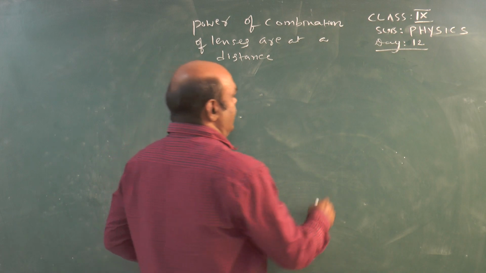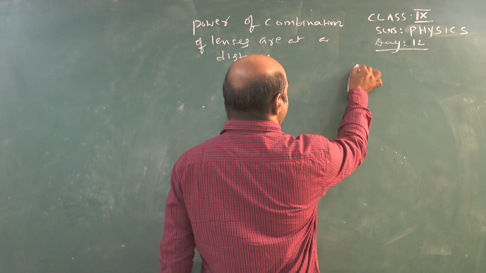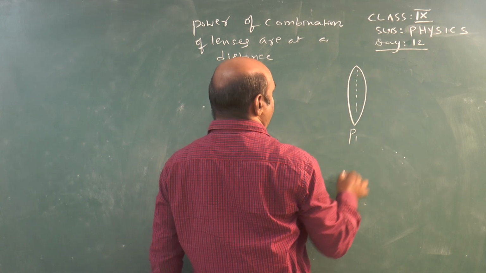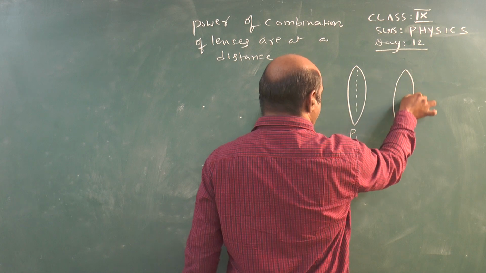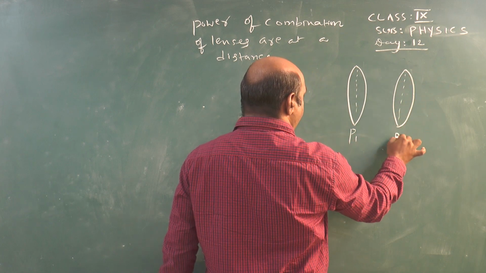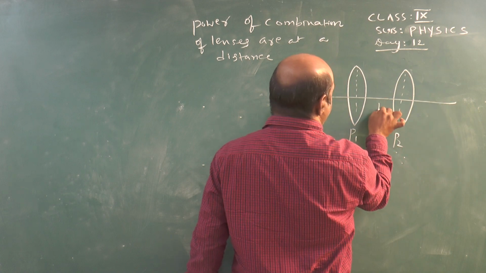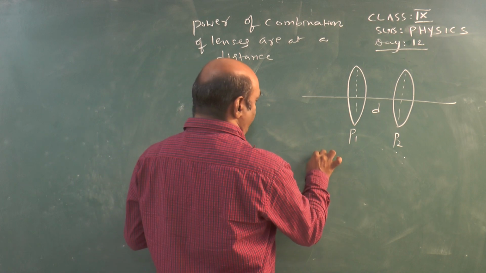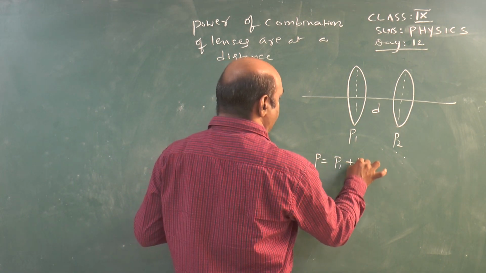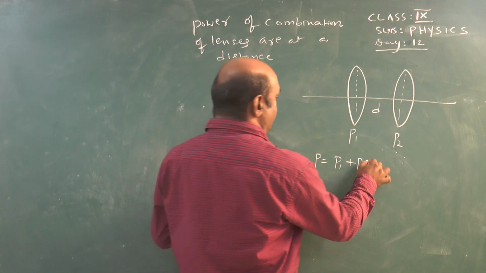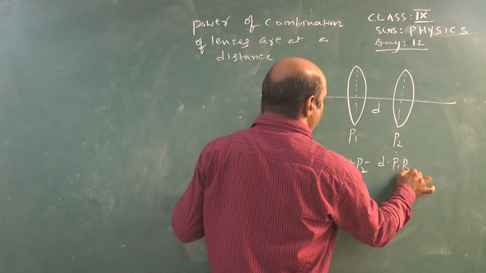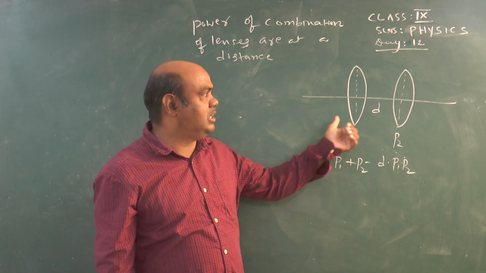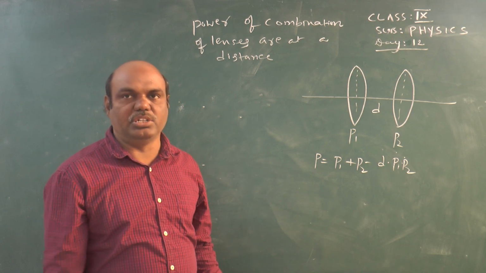If you arrange them at some distance, for example, this is one convex lens of focal power P1 and this is another convex lens of focal power P2, which are separated by a distance d. Then the resultant focal power formula is P equal to P1 plus P2 minus d into P1 P2. So this is the resultant focal power of these two lenses which are arranged at some distance.